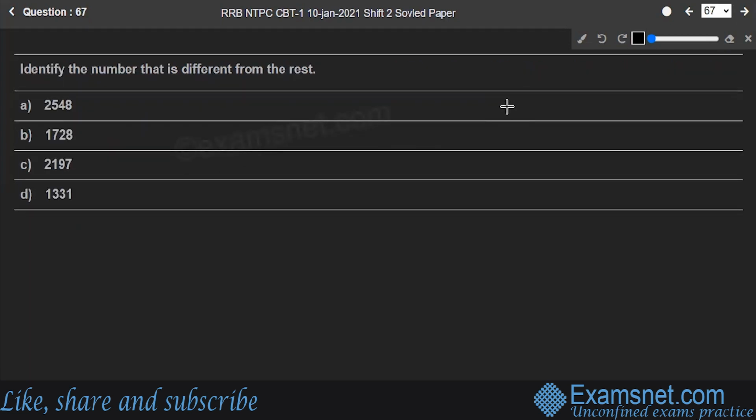Identify the number which is different from the rest. So let's look at the numbers and find out which is different from the rest. If I look at 1331, this is the cube of 11. This is the cube of 13. 1728 is the cube of 12. Whereas 2548 is not a perfect cube of any number. So that means option A is the odd one out. Hope you understood this. Next is question number 68.